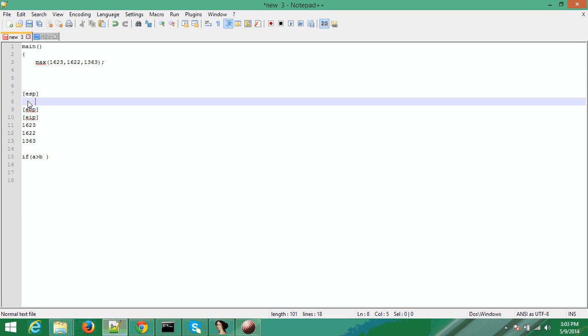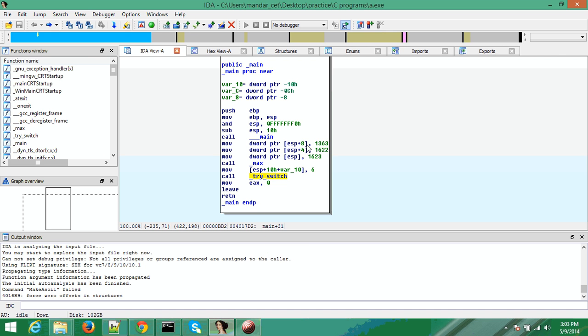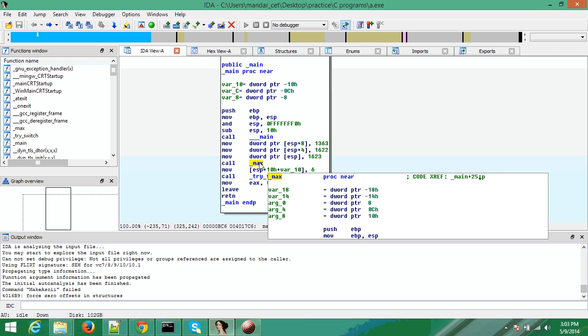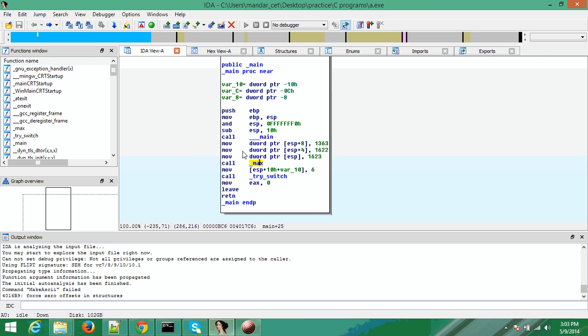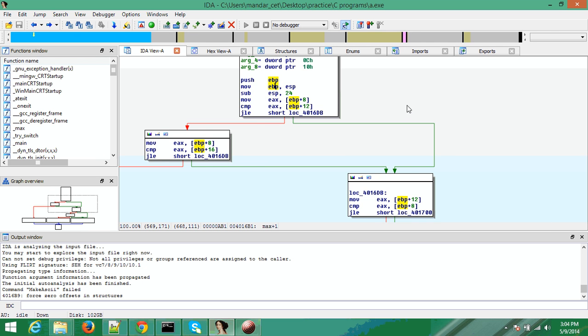So ESP plus 8 would mean that you're pushing something over here, then here, and then finally over here. So basically you're moving a value to ESP plus 8, then moving 1622 to ESP plus 4, and finally 1623. So it seems like this function, at least based on this understanding, with the push instructions arranged as move instructions, is a function max taking three arguments. A lot of times the names of the functions indicate what that function is supposed to do. So based on the name, you can probably guess that this function is supposed to return the max of the 3 elements. So now let's jump into the function and figure out what exactly is happening.